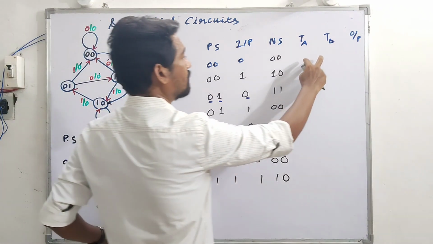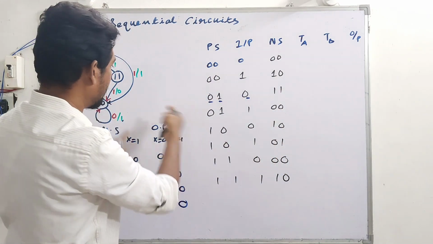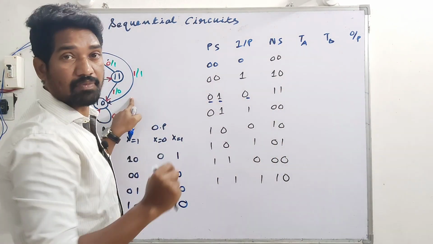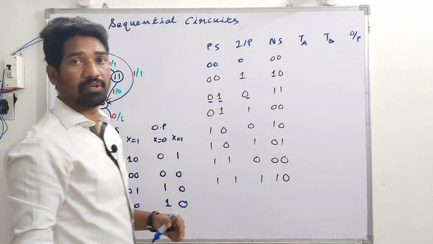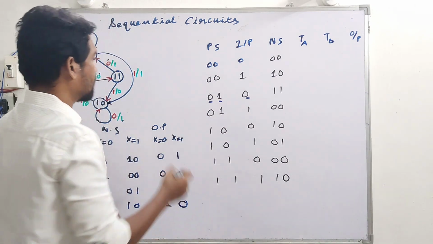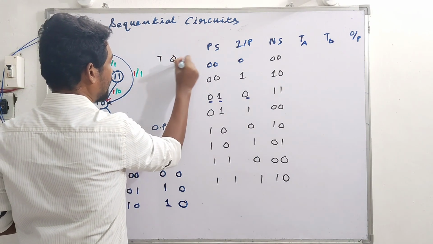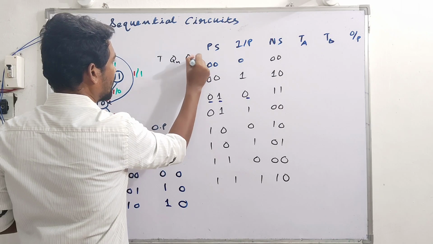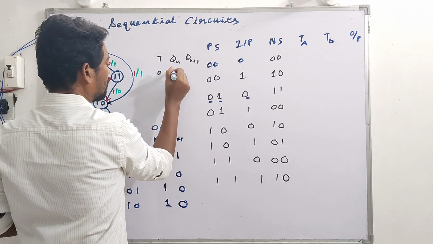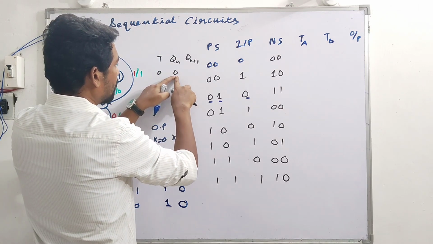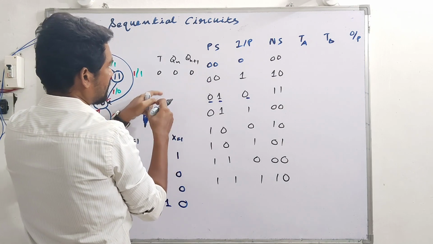Now we need to plug in the excitation for TA and TB. Why? Because we are trying to implement this state machine with a T flip-flop. So for that one needs basic knowledge of the truth table of a T flip-flop. What it says: for T equal to 0 and present state Qn equal to 0, the next state Q of n plus 1 is 0, no change, so it will continue as it is.